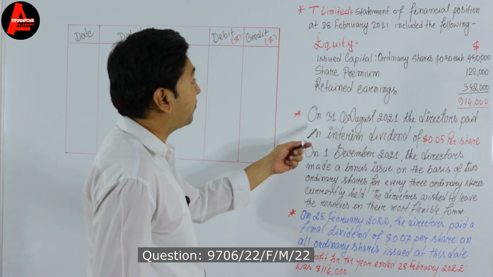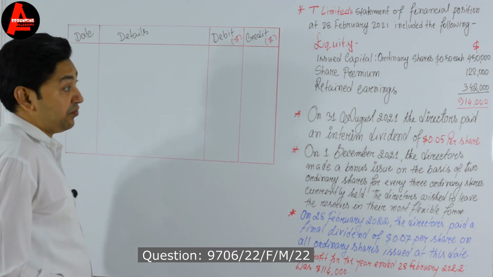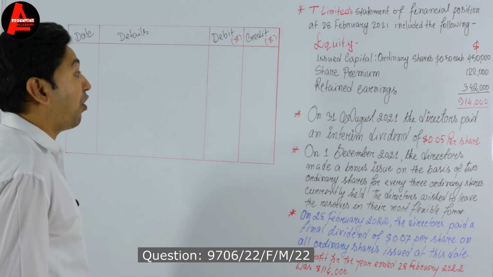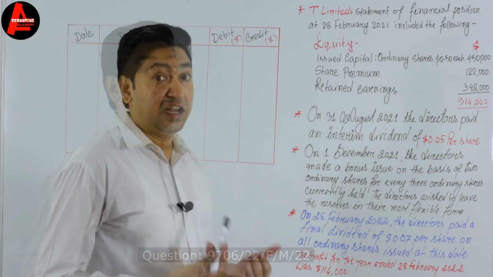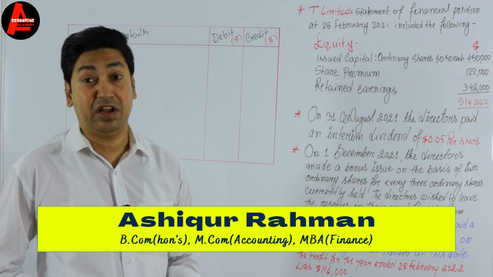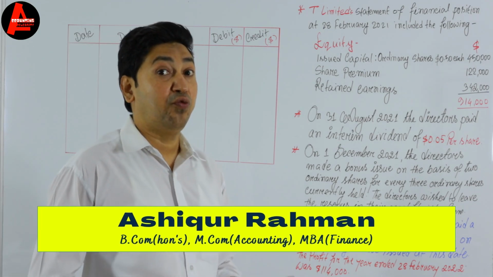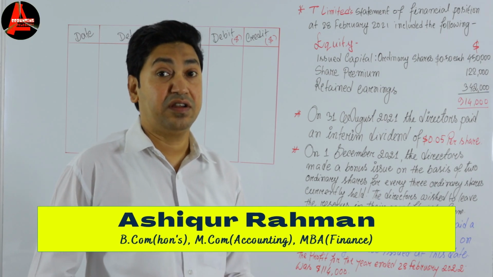Then on 31st August 2021, the directors paid an interim dividend of $0.05 per share. So here we have calculated the interim dividend. If you are confused about how to calculate interim dividend, you can watch the previous lesson. I'll link to this video in the description box.